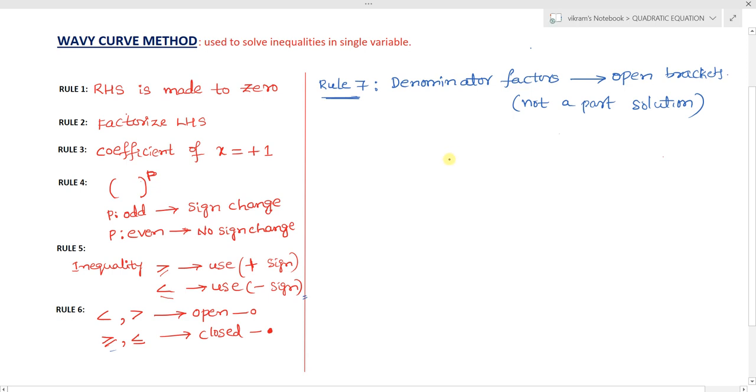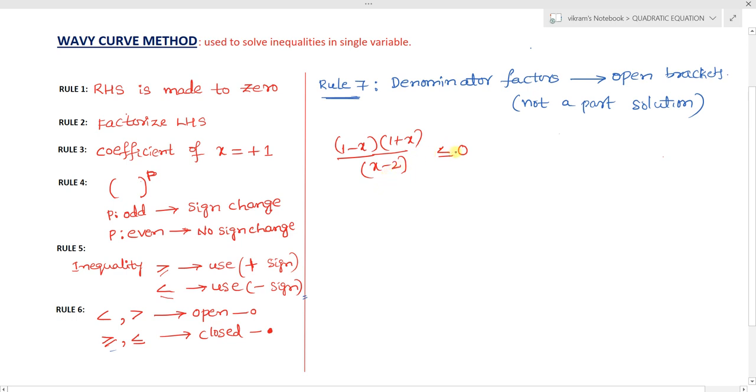Wavy curve method. Continuing from the previous class, we have seen how to solve inequalities using the wavy curve method. Now we will understand with a few more examples. Let's consider the question (1 minus x) into (1 plus x) by (x minus 2) less than or equal to 0. This question asks us to find the values of x, the solution for x.